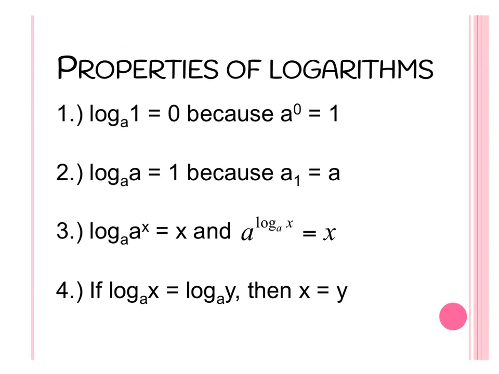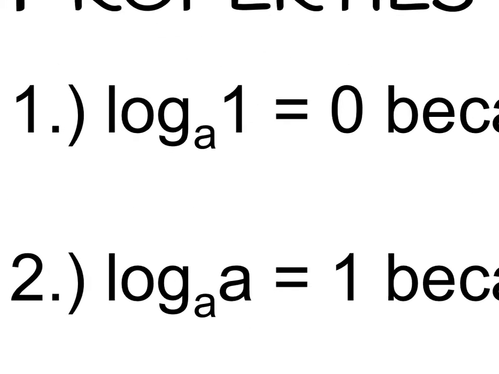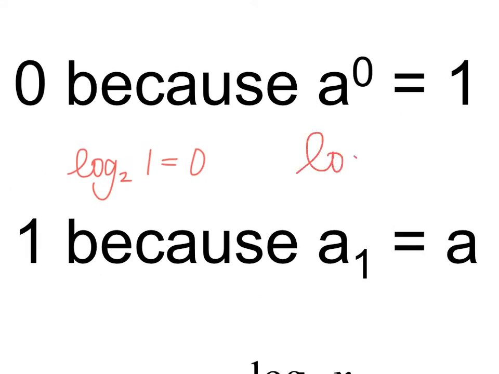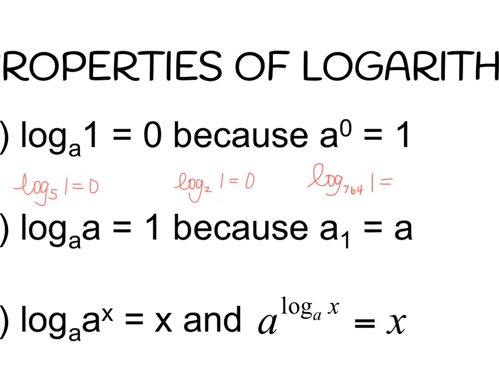All right, properties of logs. No, your calculator's already in log base 10. Properties of logs. This is an important slide. It doesn't mean much to you with all the letters. But if I give you some examples, let's see if you can figure out what I'm saying. If I have log base 5 of 1, that equals 0. If I have log base 2 of 1, that equals 0. If I have log base 764 of 1, what do you think that equals?